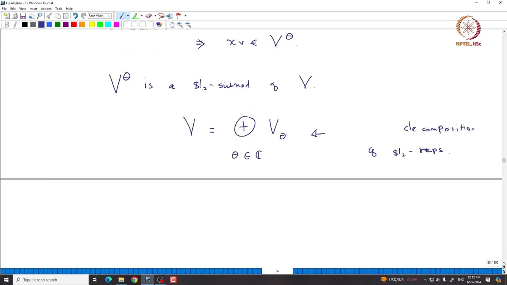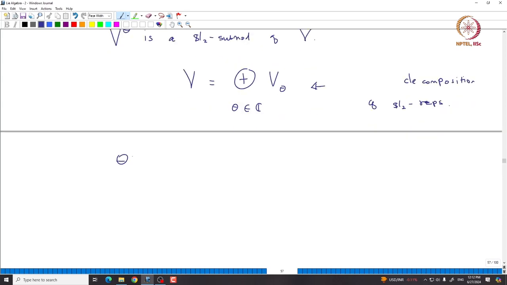But if you want to interconnect theta and this new, let us say, theta dash, then you demand that theta and theta dash commute. If you have another operator theta dash such that theta dash and theta commute with any g coming from SL2(C), then you can see that this theta dash leaves this V theta invariant.